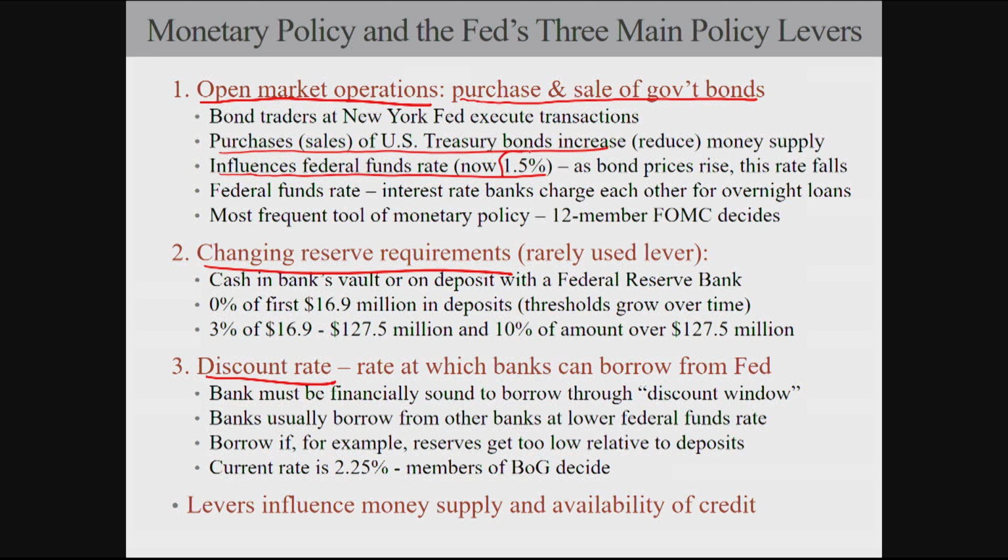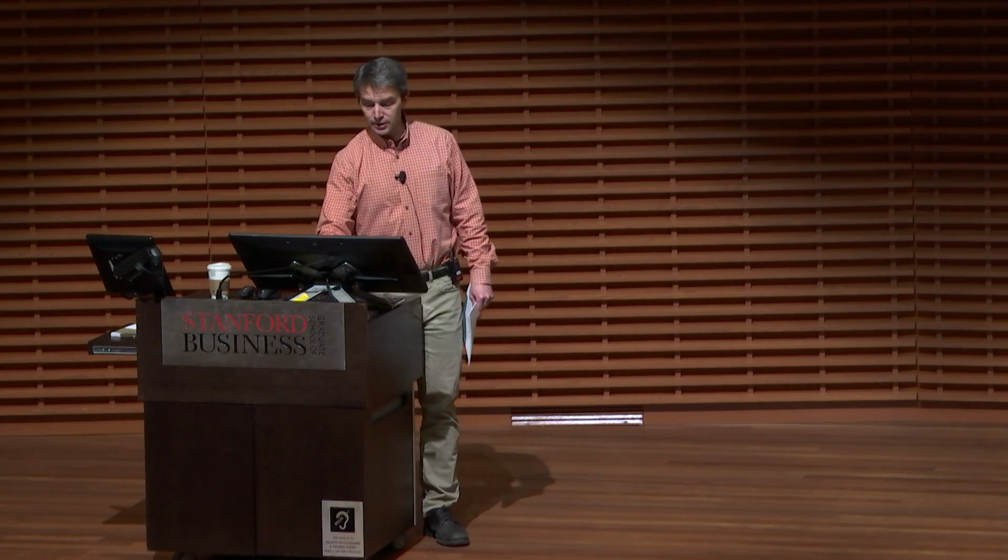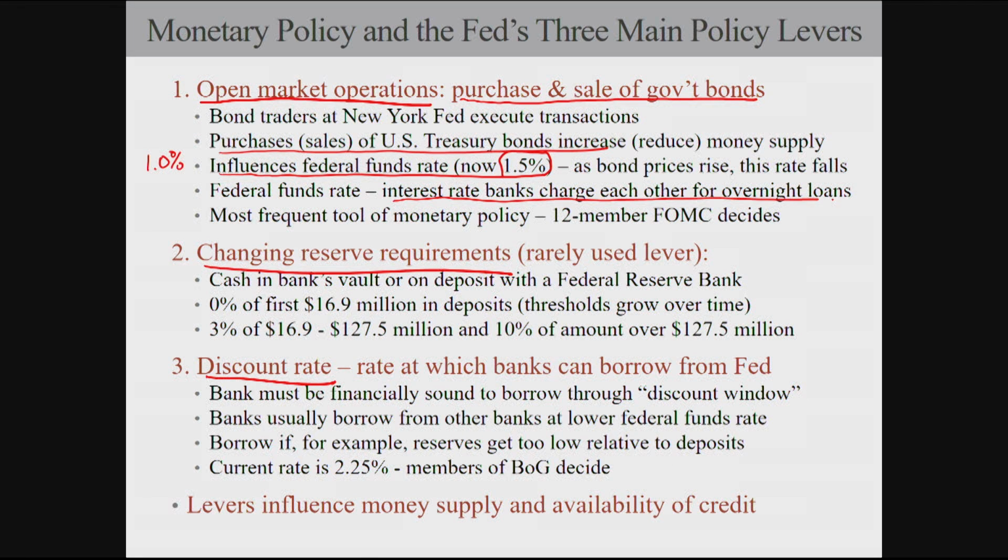I wrote this slide deck last night when this rate was at 1.5%. It is right now at 1% as of this change this morning that the Fed announced. This is essentially the interest rate that banks charge each other for overnight loans. Open market operations are by far the most frequently used tool of monetary policy. I'm going to walk through a relatively simple example of how these sales can influence the money supply. This is the one that was used today and is the one used most frequently.